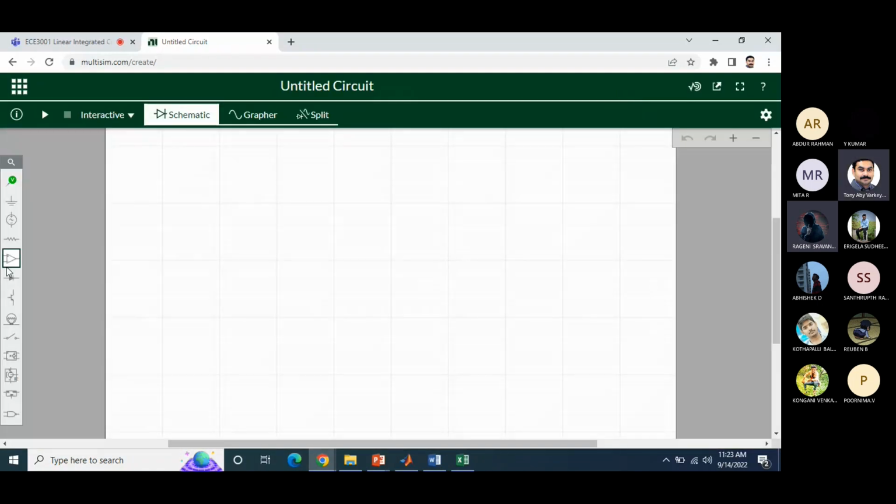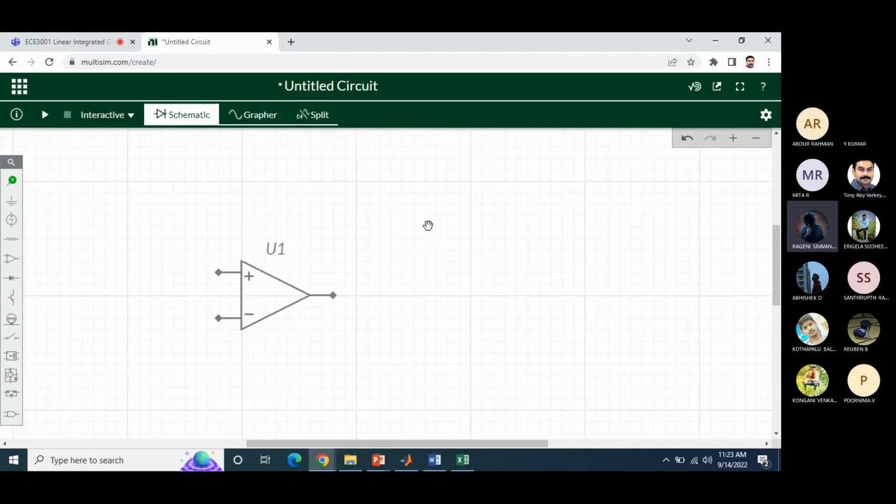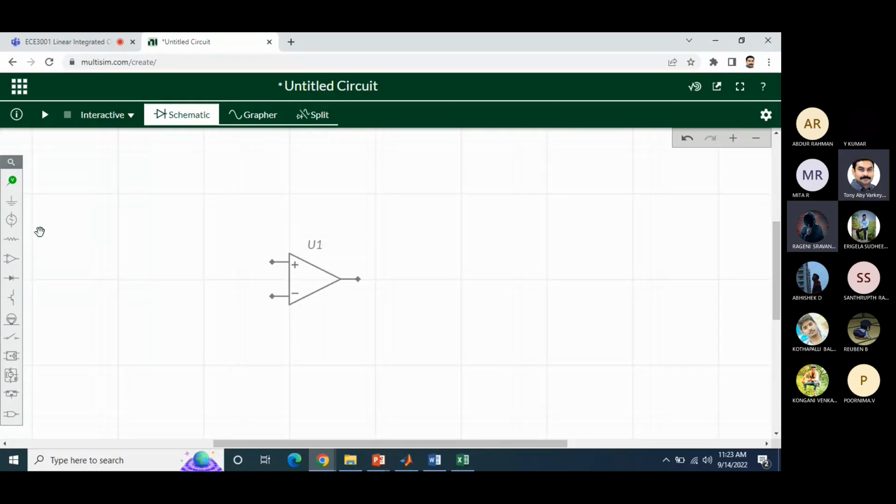On the left side, you can see this op-amp symbol. You can click on that. For the time being, I will take a 3-terminal op-amp. So it is like this, correct? You have the op-amp. Now suppose I am giving some DC input voltage, connecting it to the non-inverting terminal. Ground means 0 voltage. And to the negative terminal, the inverting terminal, I am connecting ground.